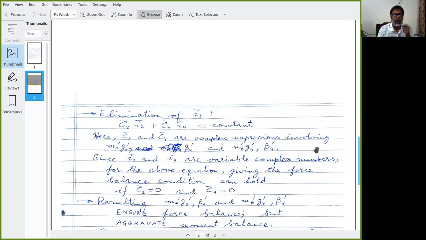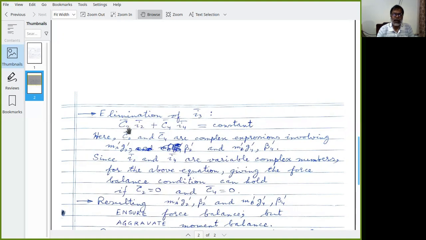Now, you can say that this is in a way the magnitude of something, the direction of which is going to be similar. So together they constitute the complex numbers. So now I2 and I4 are variable complex numbers. So for the whole thing to be constant, it is important that the coefficients of the variable terms should be zero, C2 bar equal to 0 and C4 bar equal to 0.